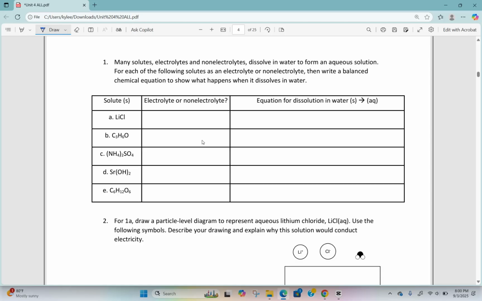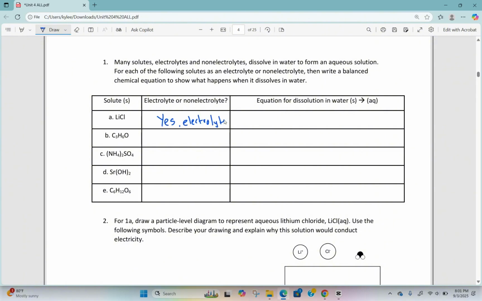So one application of this is to be able to determine if something's an electrolyte or a non-electrolyte. And this is just practice breaking things into their ions. And this happens specifically for ionic compounds. And so like lithium chloride, that's an ionic compound. So this would be, yes, an electrolyte.